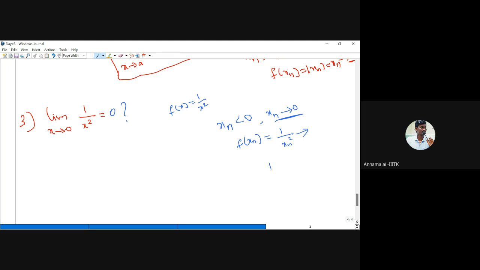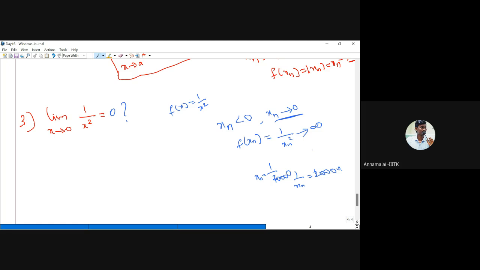Why? Suppose, for example, you take xn equal to 1 by 2. What is 1 by xn? It is 2, away from 0, not close to 0. Suppose I am taking 1 by 10 lakhs or something. This is very near to 0. But what is 1 by xn? It is 10 lakhs or 10,000. It's a bigger number, right? xn's are small, therefore 1 by xn's are bigger. Therefore, it approaches infinity.